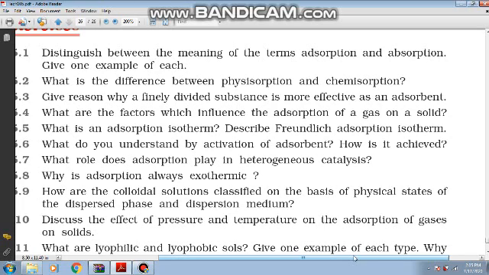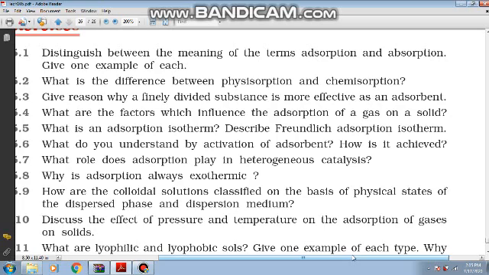Activation of adsorbent simply means making the active sites available for the adsorption. And how can it be achieved? If we heat the adsorbent, then the molecules which are already present and already occupying the active sites may be desorbed from the surface, and thereby the adsorbent will be activated, or you can say the surface now will be available for adsorption of fresh molecules.